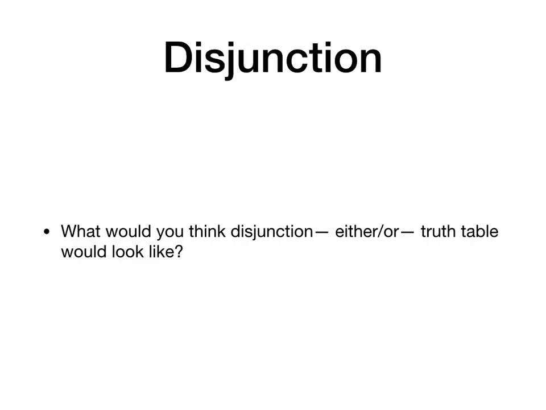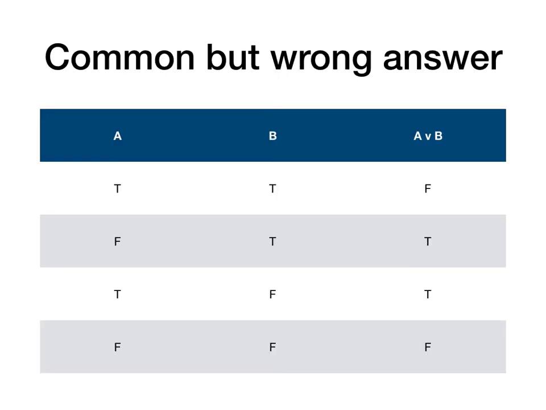Now, of the symbols we've looked at, the only one that's tricky is disjunction. Disjunction means either or. Well, what would you think a truth table for either or would look like? When would you think that an either or statement is true? Here's a common but wrong answer.